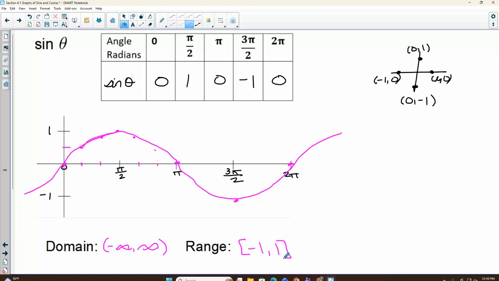Didn't we already say that about sine back in chapter 1? We had questions and I would say, is this possible or impossible? Sine equals 2. And you would tell me it was impossible. We knew that sine could only be between -1 and 1.